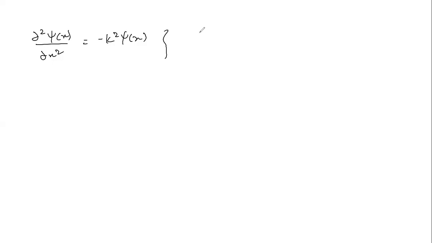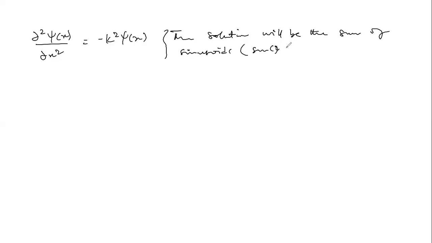Now, since we have been able to establish symmetry, the solution will be the sum of sinusoids, okay? That is, we are going to have sine and cosine functions. And outside the well, the coefficient 2m, E minus V over h cross squared is negative, okay?